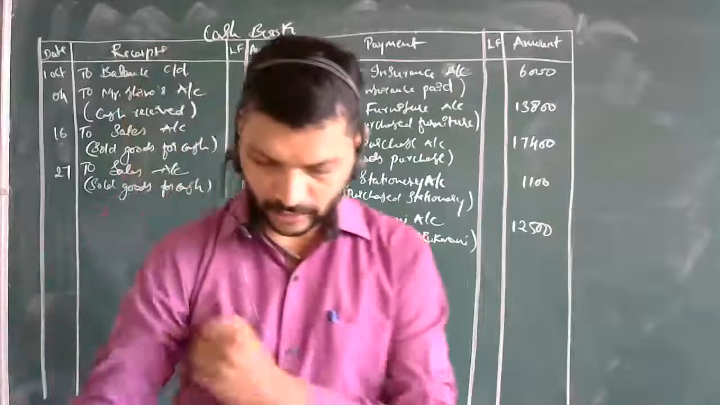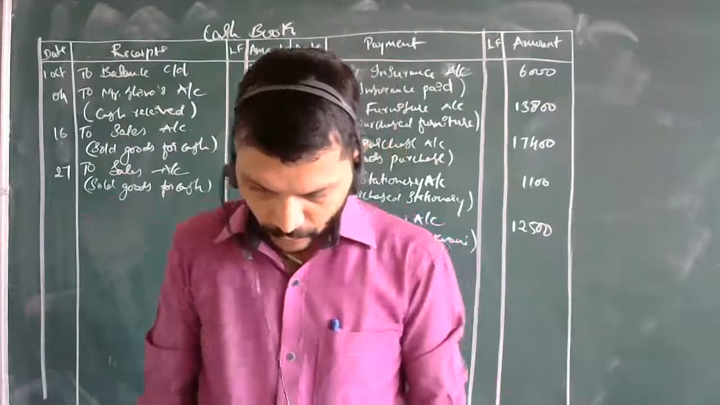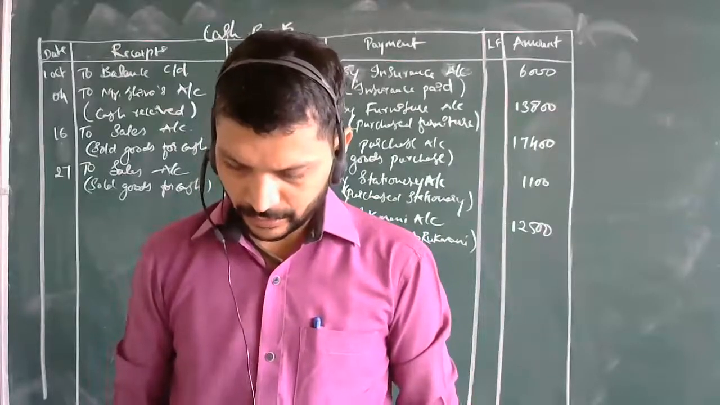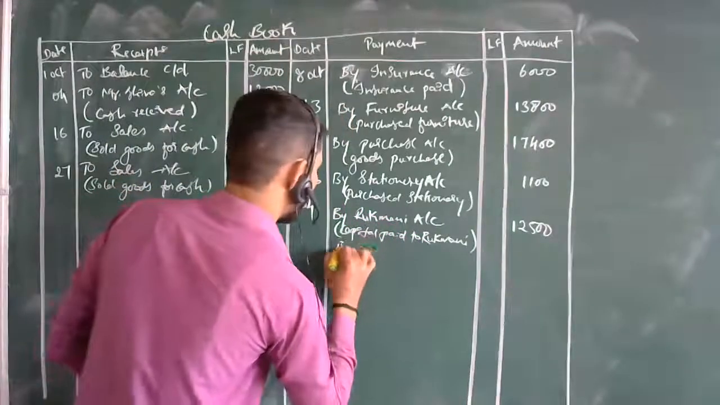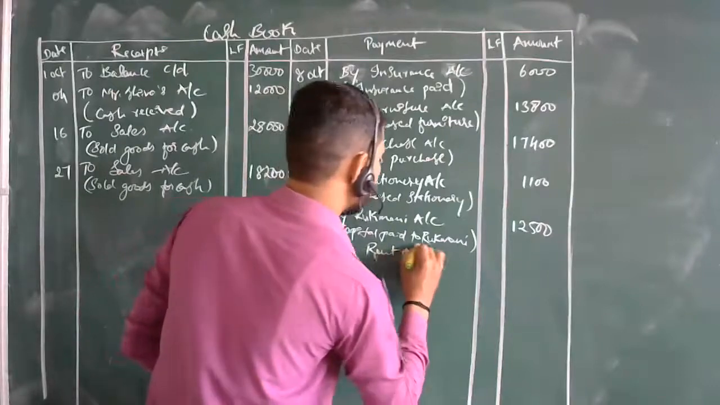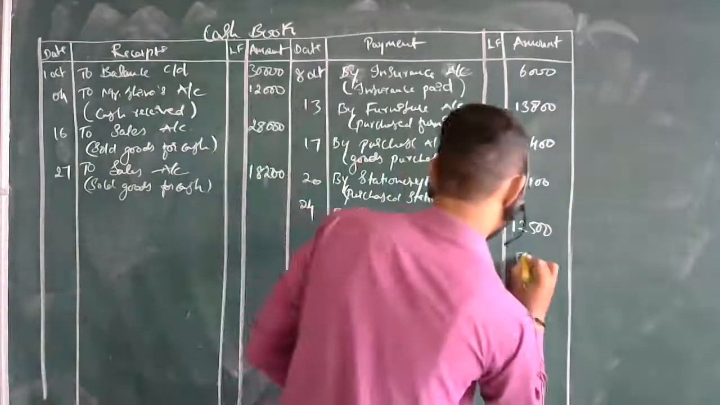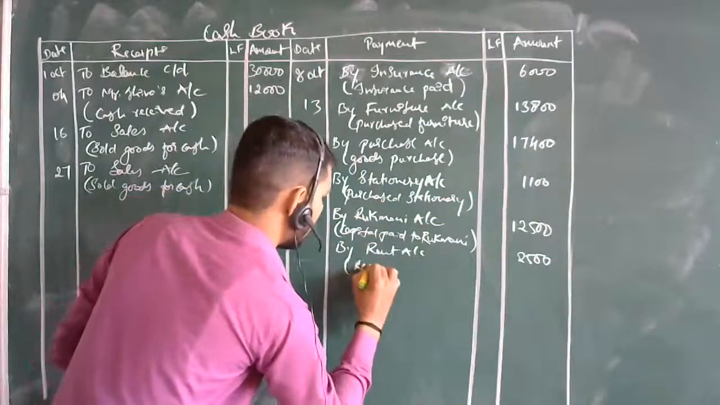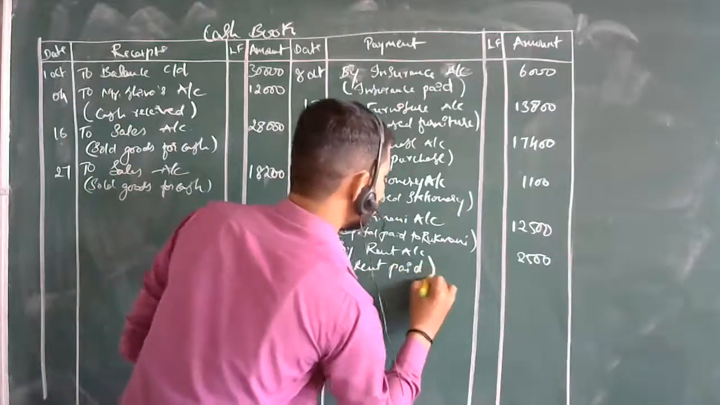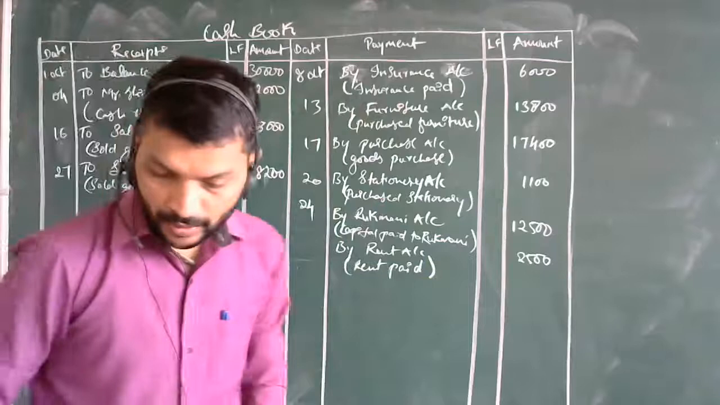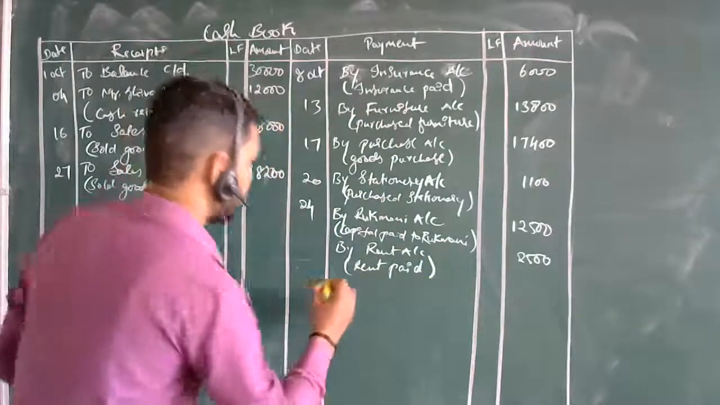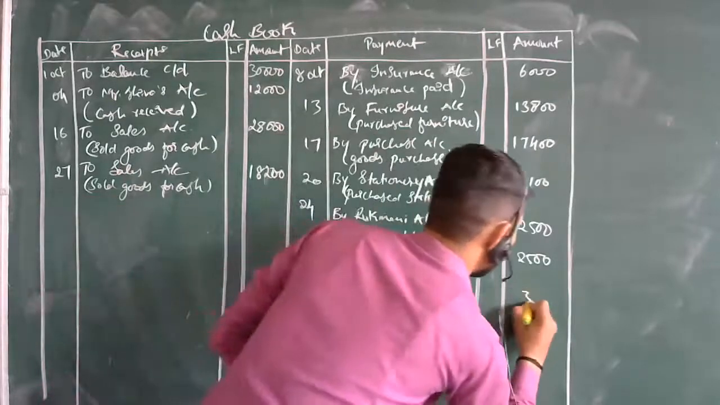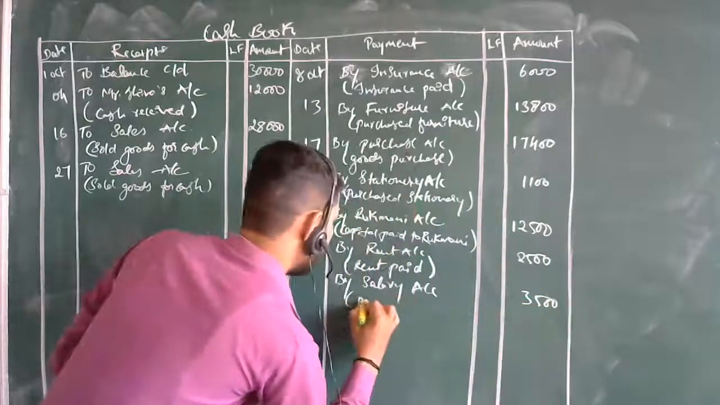Okay. Now the remaining part. How many accounts are remaining yet? Only 2 accounts remain now. Let's see what they are. Paid monthly rent 2,500. So by rent account again, by rent account 2,500. As usual, the narration is rent paid. Then one more, paid salary 3,500, by salary account, 3,500 paid salary.